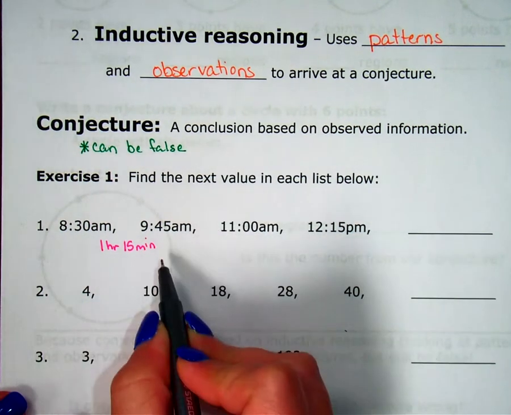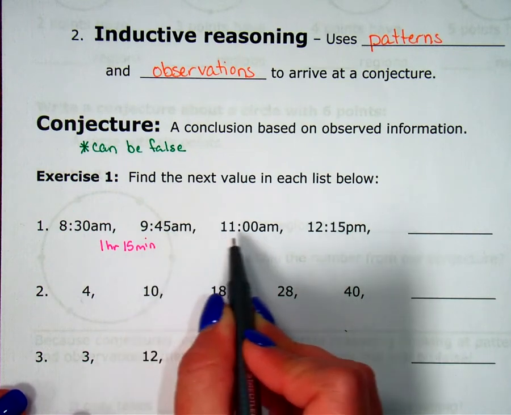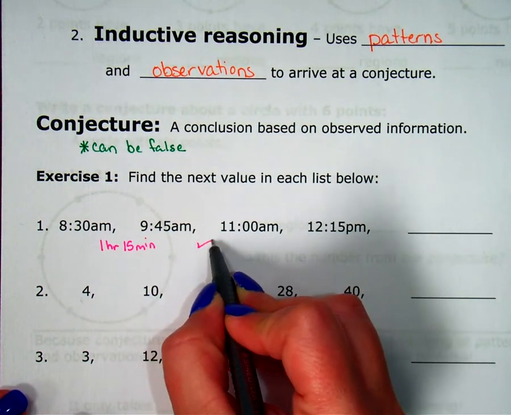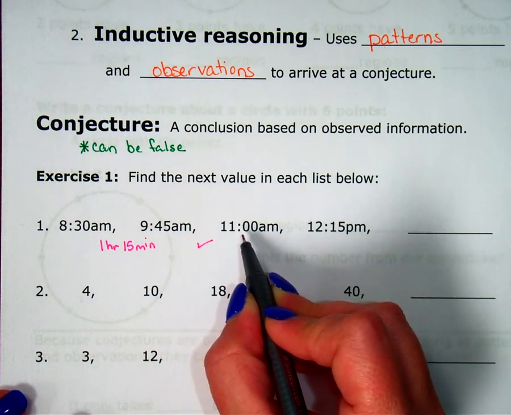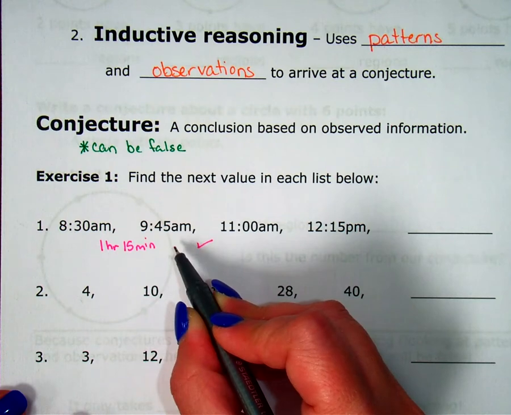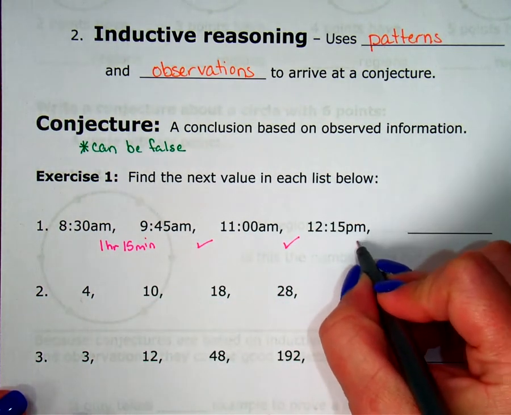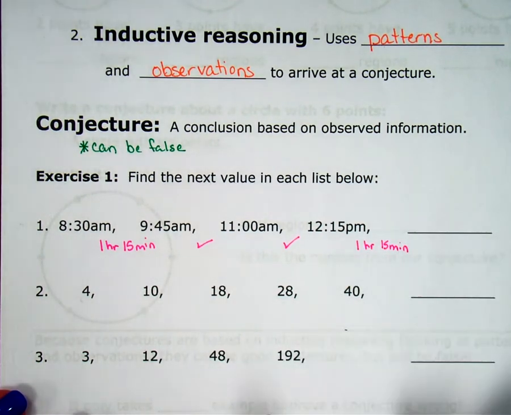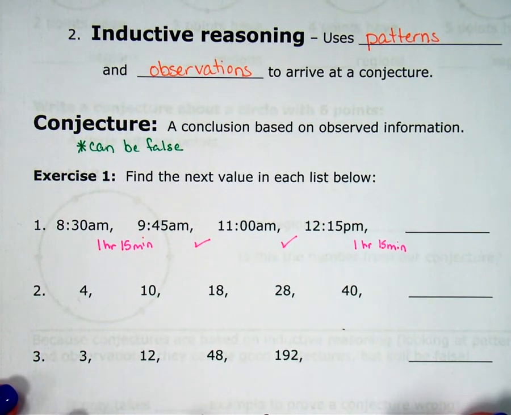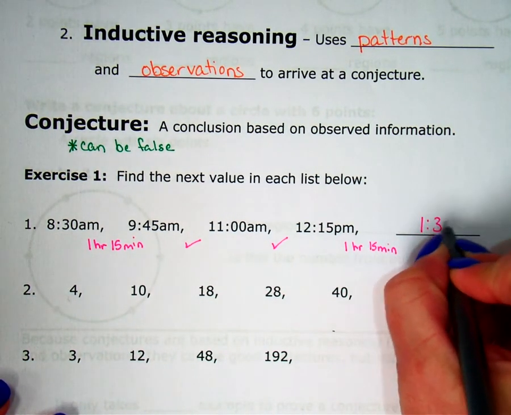So let's see if we get the same thing. An hour from 9:45 would be 10:45, and then 15 more minutes would also put that as an hour and 15 minutes. An hour from 11 a.m. would be noon, which is 12 p.m., plus another 15 minutes. So yes, this is also an hour and 15 minutes. So let's figure out what is going to be another hour and 15 minutes to figure out what our next number is going to be. Okay? So from 12:15, 1 hour would be 1:15, and then I need that extra 15 minutes, so it's going to be 1:30 p.m.